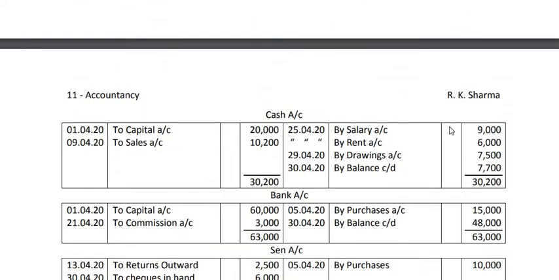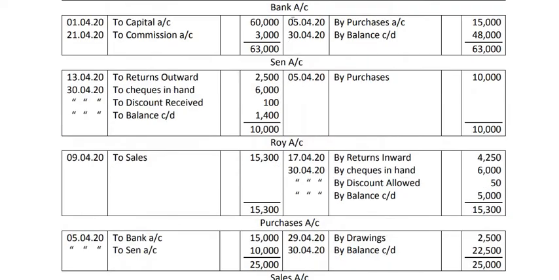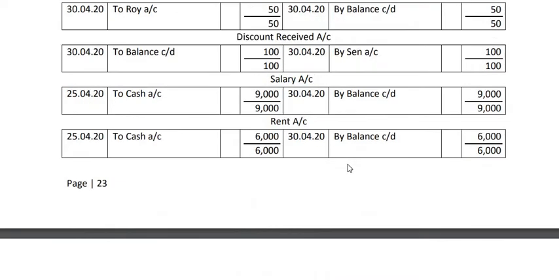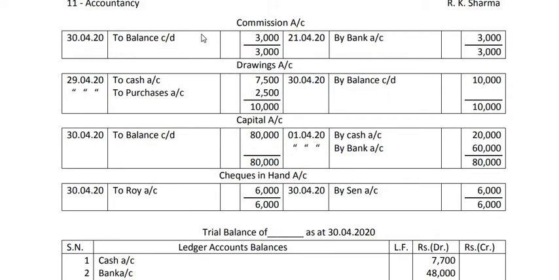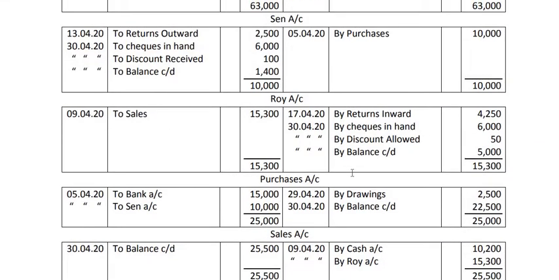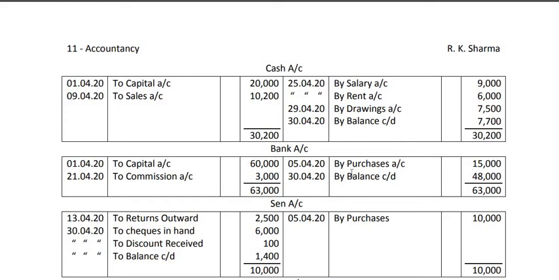Now I have opened the accounts one by one. See, this is cash account, then there is bank account, SAIN account, raw account, then purchases account, sales account, return outward account, return inward account. Then in the next page there is commission account, drawings account, capital account, checks in hand account. Okay, so these are the 16 accounts which we have to open and make posting to them. Now I am trying to explain the way of making posting.